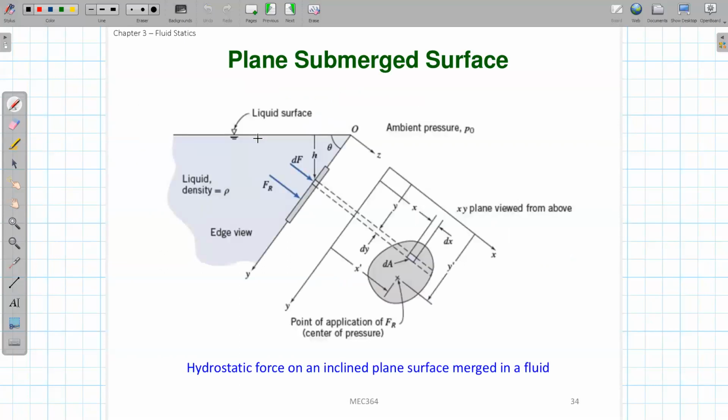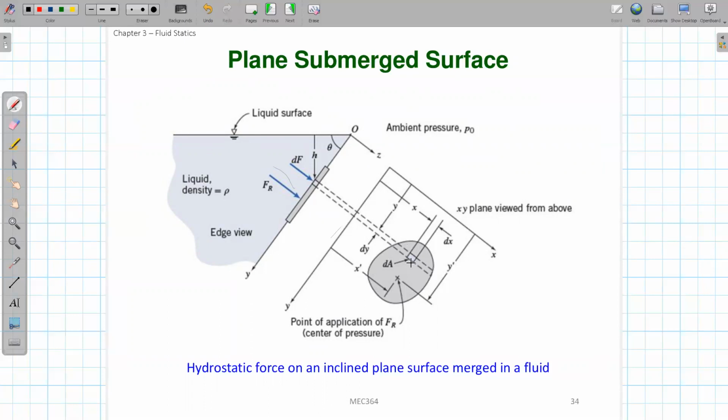Let's first determine the coordinate system. Let's make this location the origin point, and make this plate direction the y-axis, and this the z-axis. We also have the x-axis perpendicular to the screen. If you view this surface in the xy direction from the side view, this is the y direction, and you have another x direction in the vertical direction of the screen.